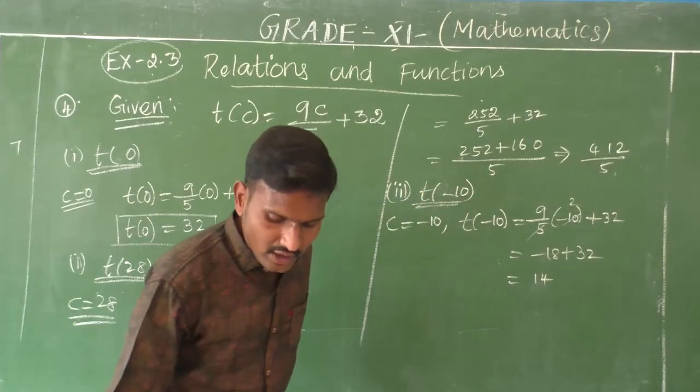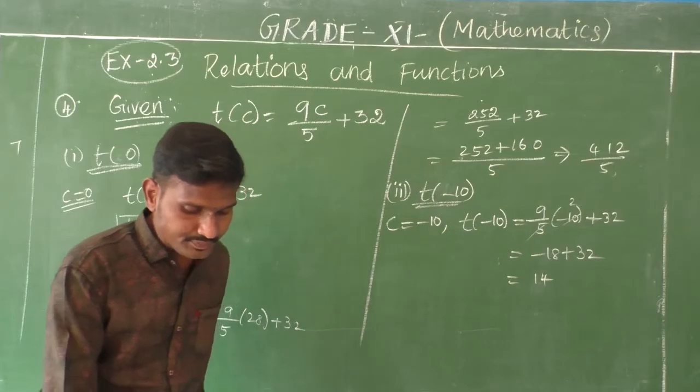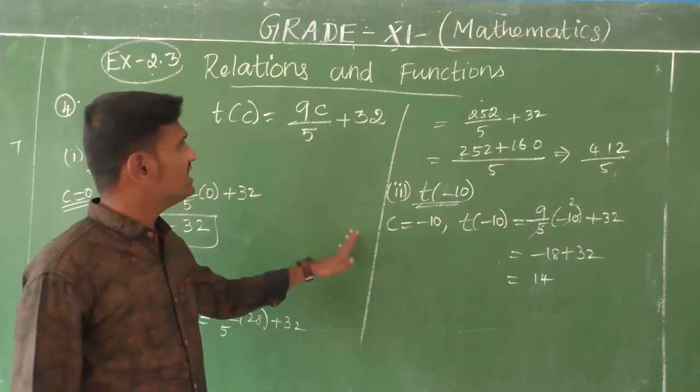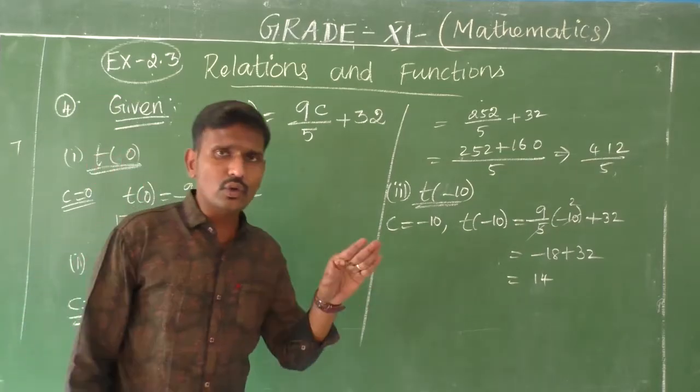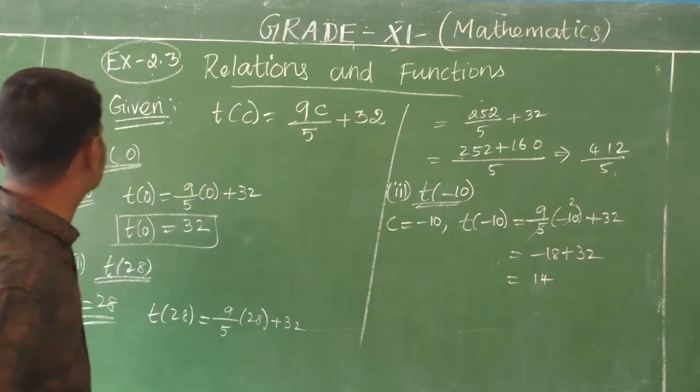Okay. Then the fourth question is the value of C. So these three are very simple only. The fourth question is given in a different format. So listen carefully, all of you.